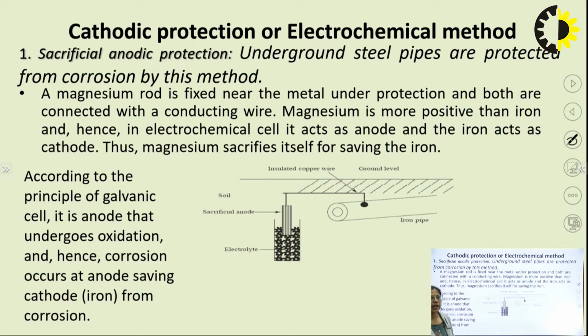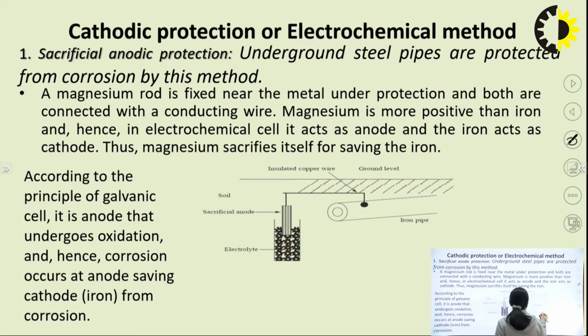Now, coming to another method, the cathodic protection or the electrochemical method. For the protection of large structures, the underground pipelines or the ships or the submarines, we use the method of cathodic protection. Now, what is corrosion? It is the oxidation of metal to form metallic ions. There are certain reactions which are involved in corrosion.